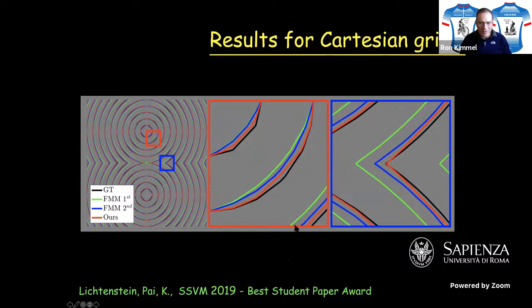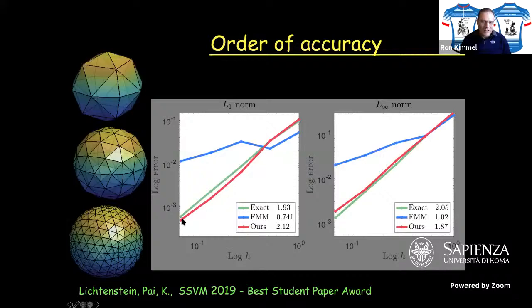So let me just go into this interesting graph. What this graph is showing us is, when you take a shape on which you know the distances, for example a sphere, and you reduce the length of the edges of your triangles, what is the rate of convergence to the true solution? And we have shown that if we train our network right, then our solution would be as accurate as the exact one. And this is what the convergence rate of the fast marching method looks like, okay?